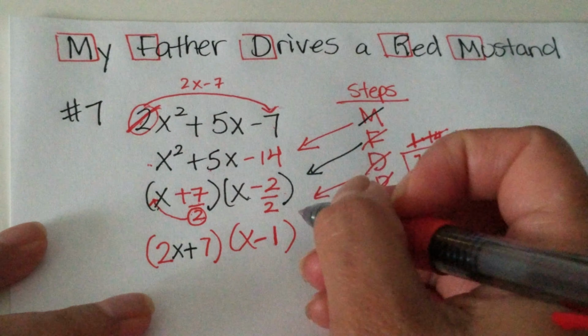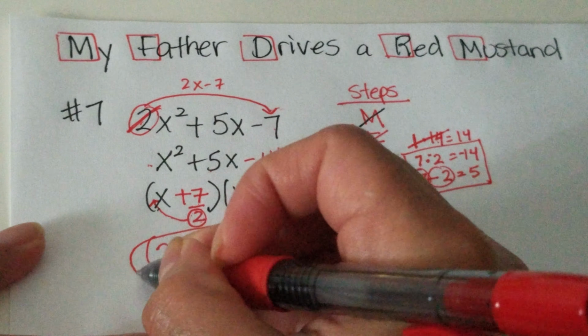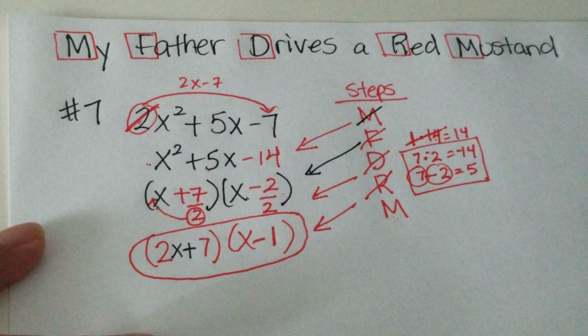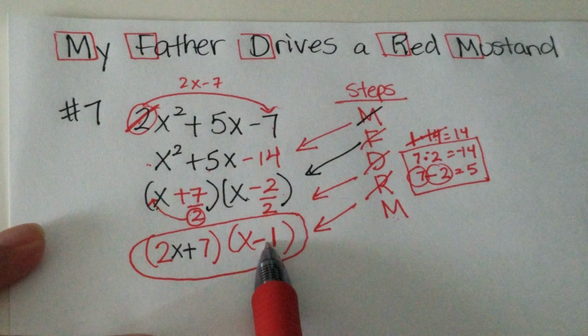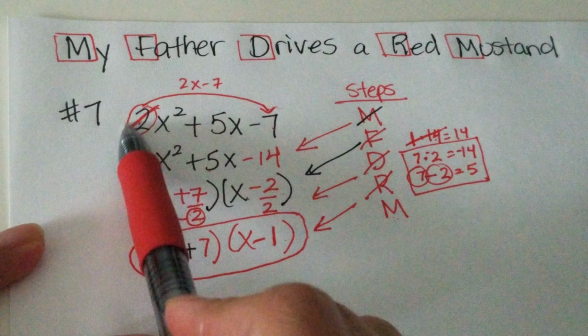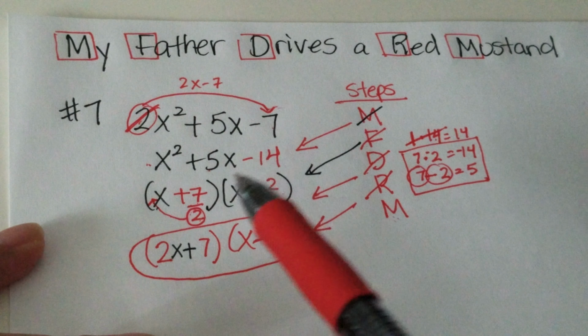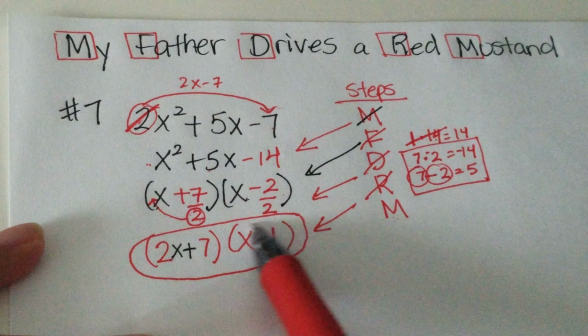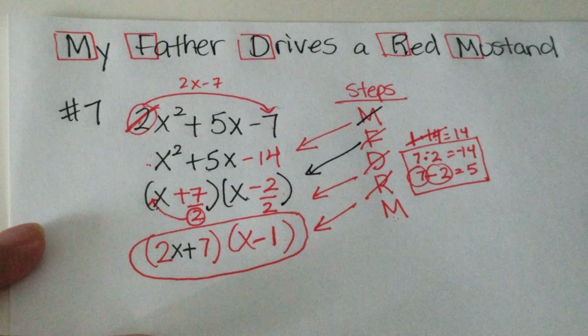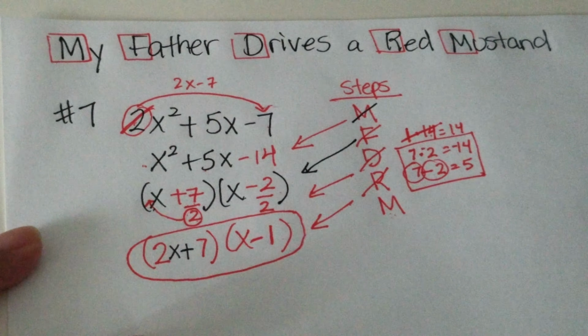So now these are the two factors that we need, like in the other examples. If we were to multiply these two factors, we will get this trinomial. So see how we work backwards. We were given this and we get the two factors. So that's how we do number 7.